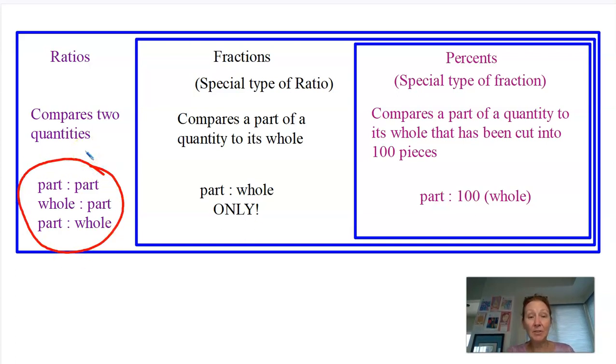And then we look at fractions. Those are special types of ratios. It compares a part to a whole. And then percent is just another special type of fraction. So see, this is the big category, ratio. Inside ratios are fractions, and then kind of inside the ratio, but really inside of the fraction, it's a special type of fraction. It has to be compared to 100 to be a percent.